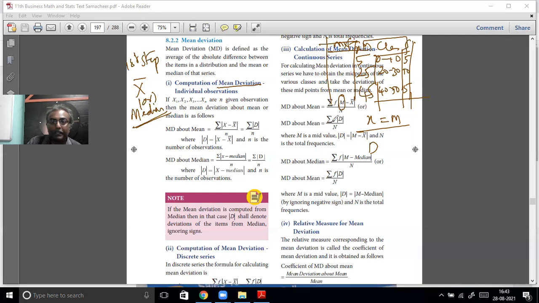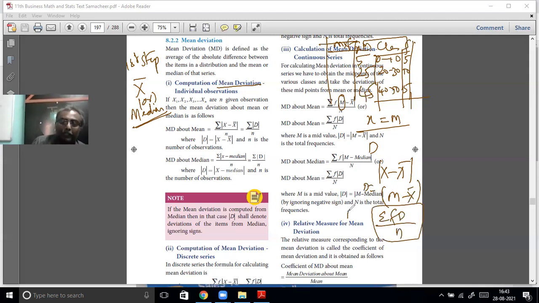You want to find that, then you do f into d. Here d will be nothing but, instead of x minus x bar, it will be m minus x bar, mid value minus x bar. That will be the deviation. So sigma fd by n, that is your mean deviation. Mean deviation is that only. Now these are all absolute values.